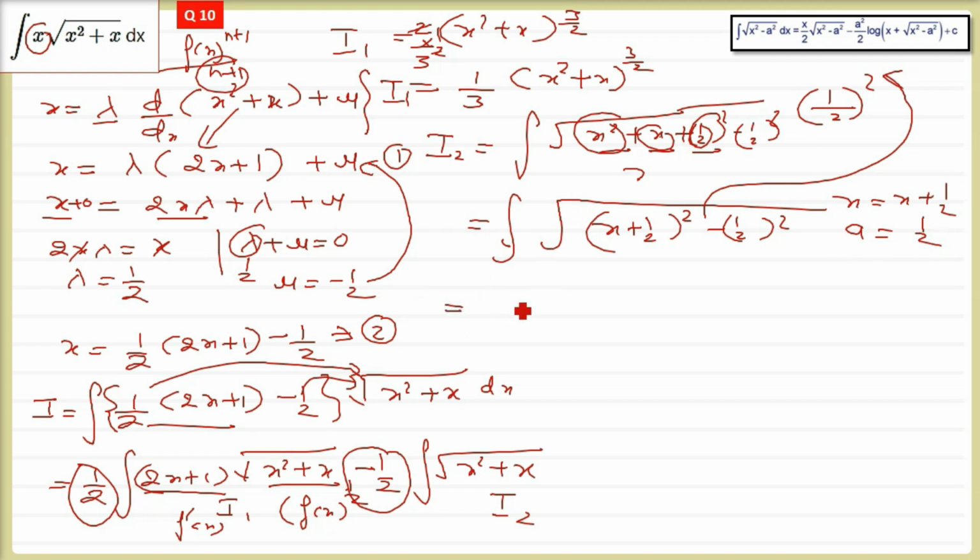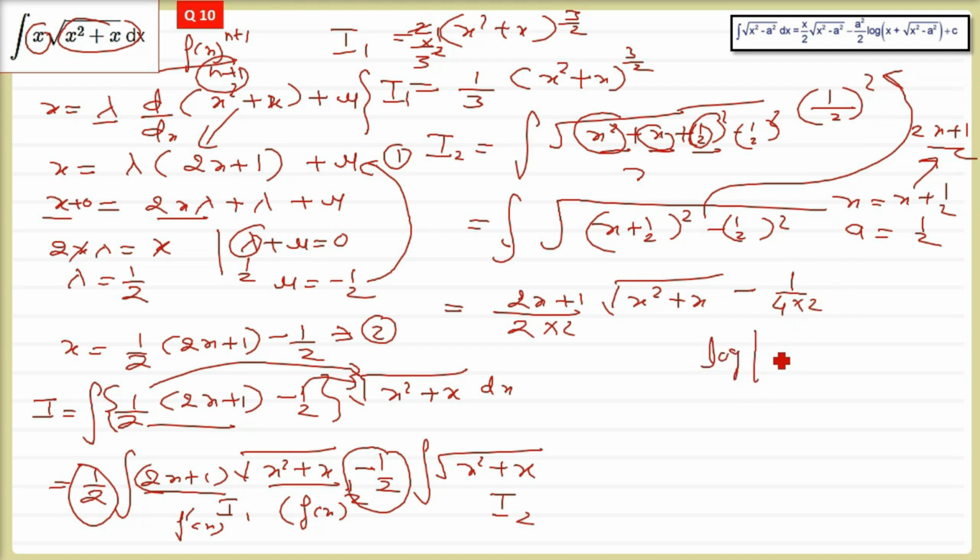So let's put this in this formula. You can write x plus half as (2x plus 1) by 2, or you can also keep it as x plus half, because inside the log you will always have x plus half, not (2x plus 1) by 2. Now this is (2x plus 1) by 2, and then the 2 is already there. Under root x square plus x minus a square by 2, where a is half, square is 1 by 4, divided by 2, followed by log modulus of x plus half, or you can write (2x plus 1) by 2, it's up to you, then under root x square minus a square, which is simply x square plus x. It doesn't change, because we got all these only after changing, but the original remains the same.